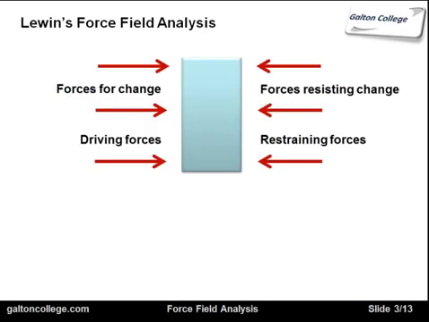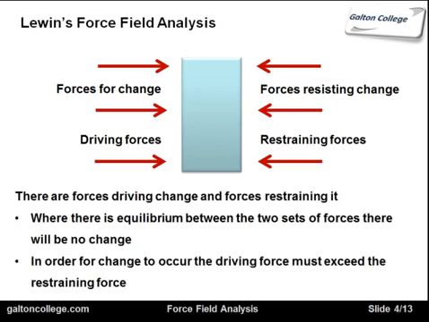We have forces for change pushing on the organization, driving forces, and inside or outside the organization we have forces resisting the change, restraining forces, forces pulling it backwards. So it's a very simple representation of the types of forces acting on the organization. There are forces leading to change and forces resisting it, as I said.